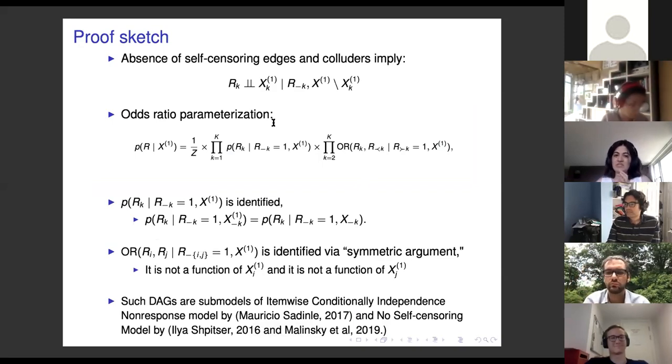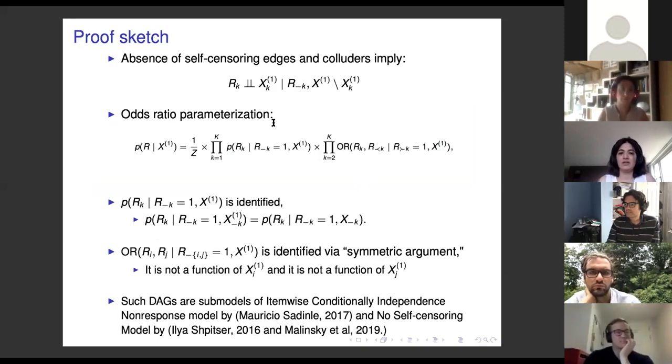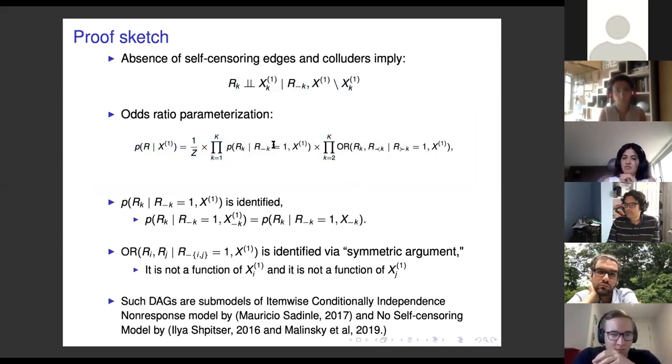So just the absence of self-censoring edges and cluders implies this set of assumptions: each missingness indicator is independent of its corresponding counterfactual given the rest of the graph. This was really the odds ratio parameterization of the entire missingness mechanism, and we needed to identify 2 pieces, these conditional pieces of each missingness indicator given that the rest of the indicators are 1, and the counterfactuals. It's very easy to see why they are identified, because of these conditional independences, I can just drop the corresponding counterfactual parent, and then because everything else is evaluated at 1, I can just use consistency to replace these counterfactuals with the proxies. And therefore, these pieces are all easily identified.